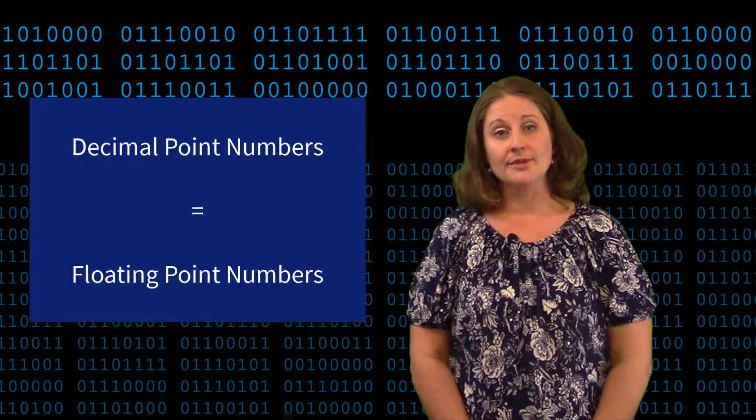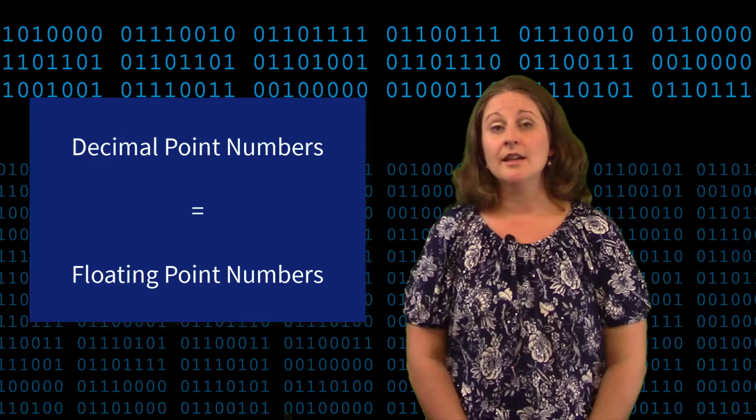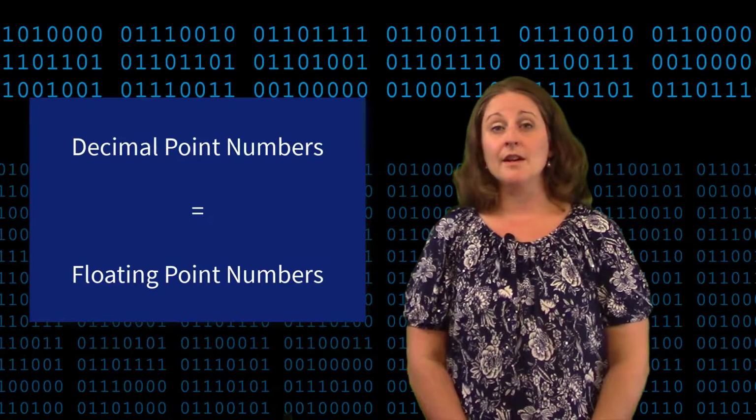Let's now look at numbers that do have a fractional component represented by a decimal point. Computer programmers call decimal point numbers floating point numbers. The detailed history of this reasoning is beyond the scope of this class, but basically it has to do with the way the numbers are stored in the computer's RAM. In the RAM, the decimal point can float to different positions within the number.